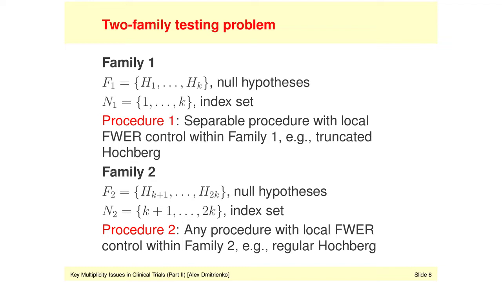And in the second family here we can assume, just for the sake of simplicity, this is not an important assumption, that there are also k null hypotheses. This would be k secondary null hypotheses, and we can also define the index set in the secondary family. It will be denoted by n2, and there's also a pre-specified procedure 2 that provides local alpha control within this family. In this case, we don't have to worry about the separability condition. We can use, for example, the regular Hagberg procedure because this is the last family in the sequence.